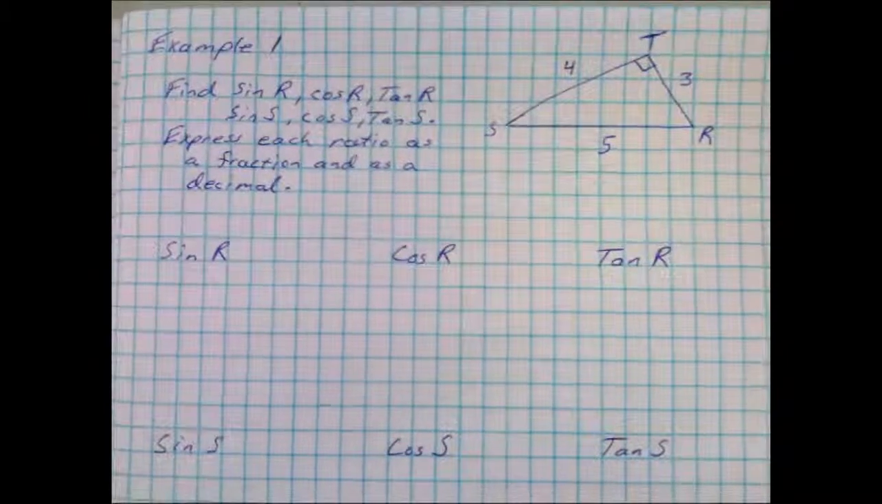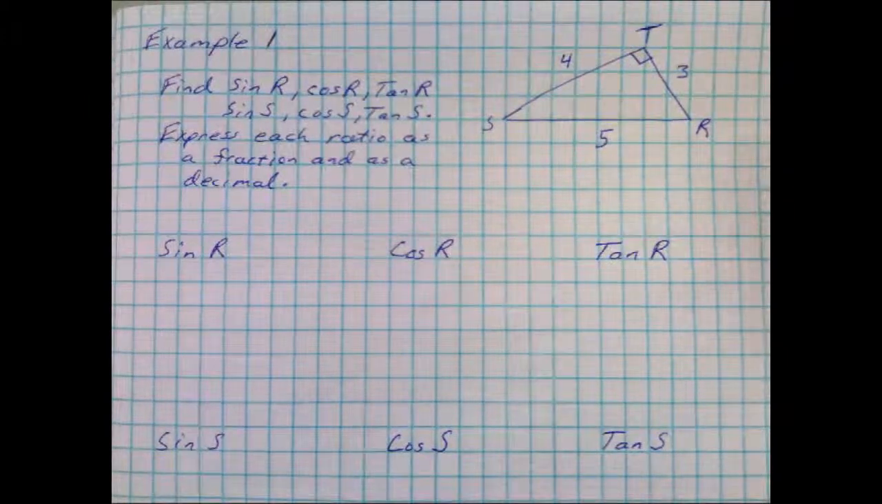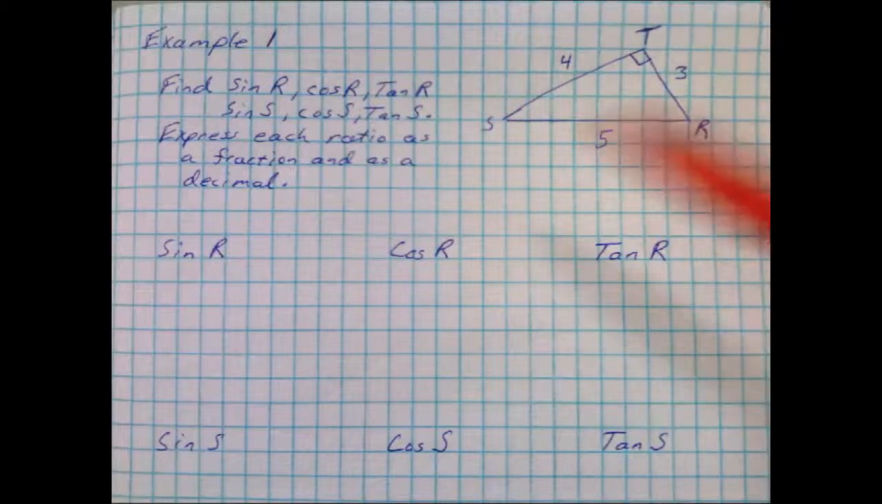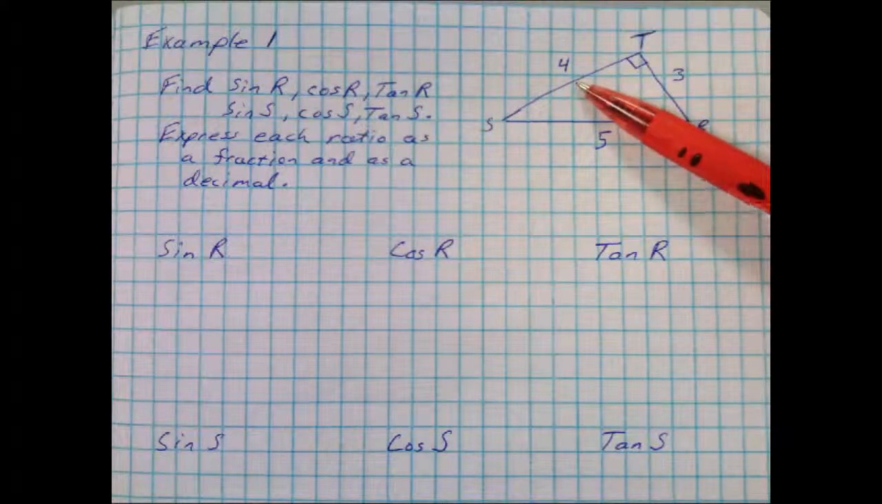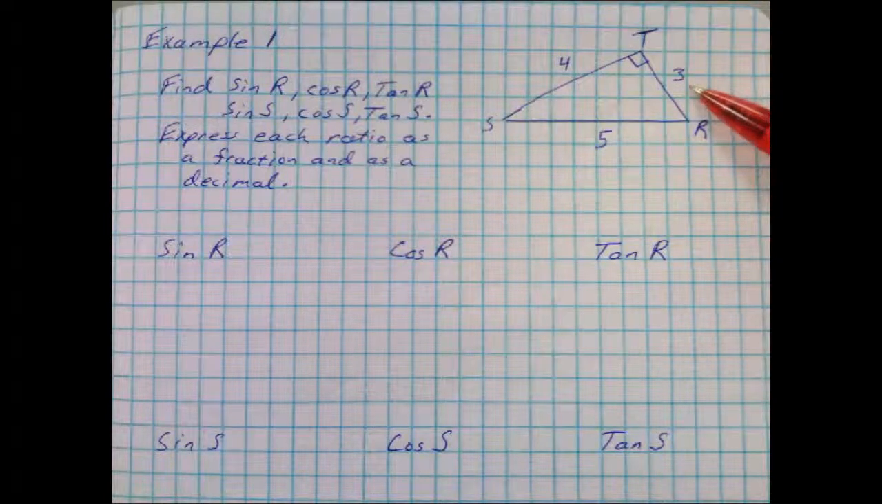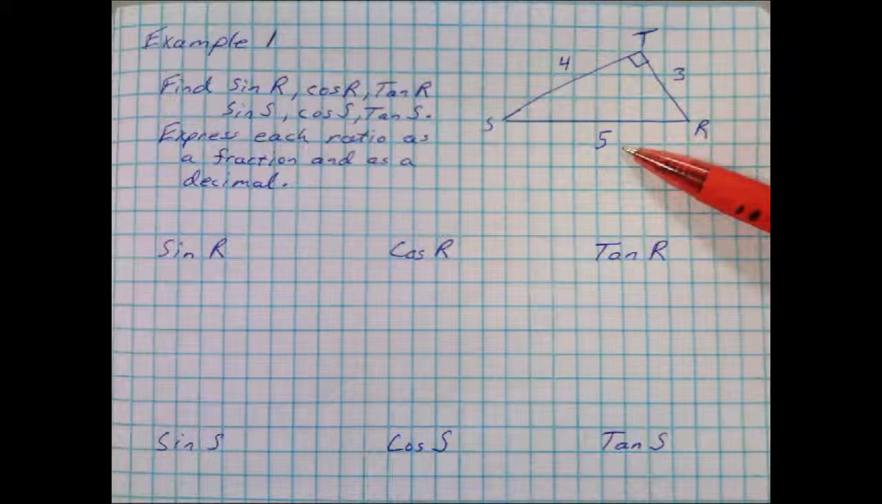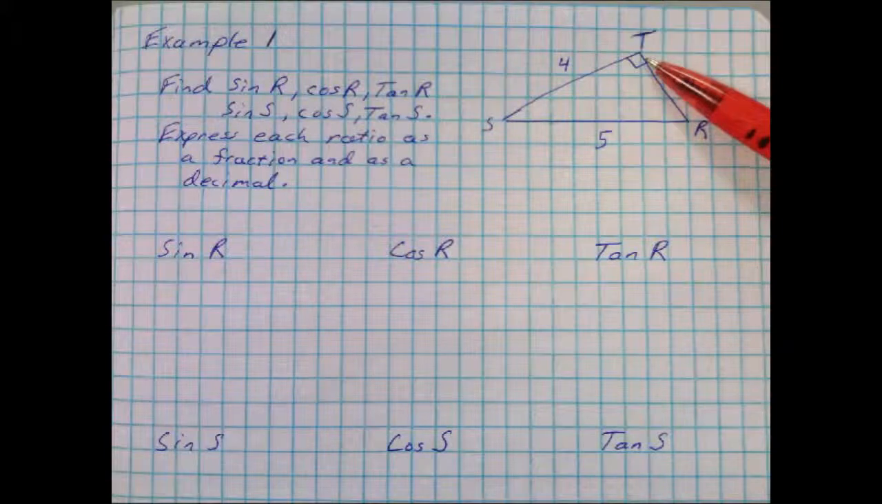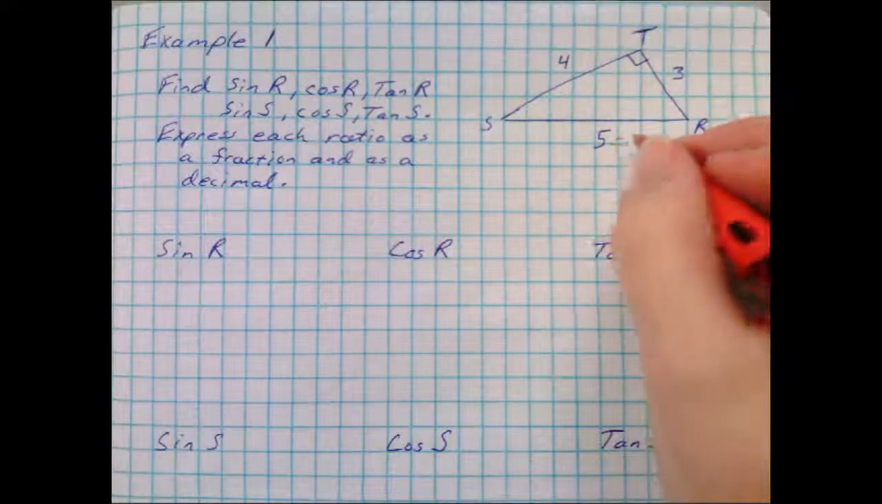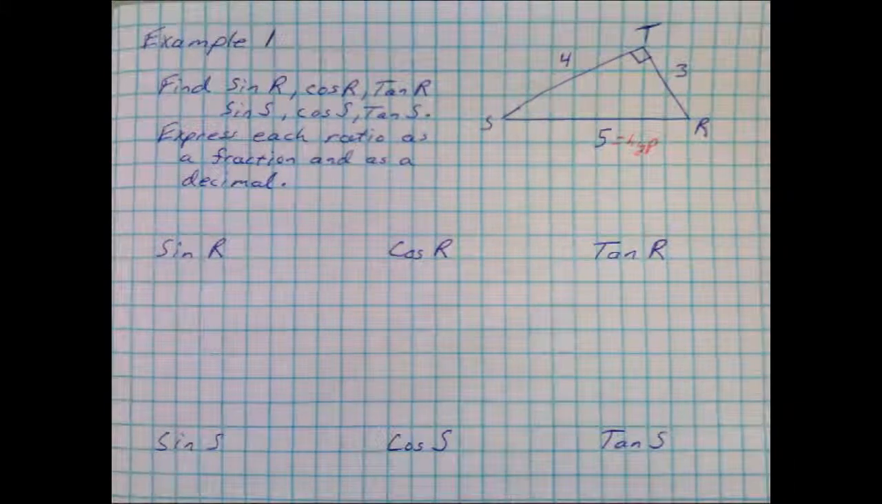Alright, so here's our example. I have my triangle over here, my right triangle. It's STR. The measure for ST is 4, TR is 3, and SR is 5. Our right angle is at angle T. So that means 5 is our hypotenuse.